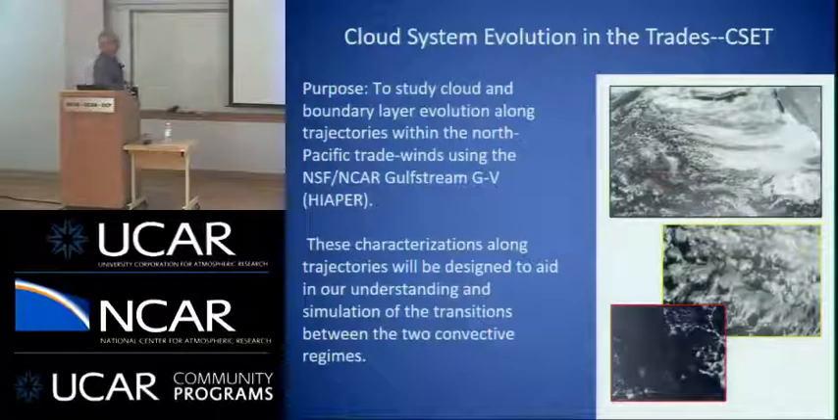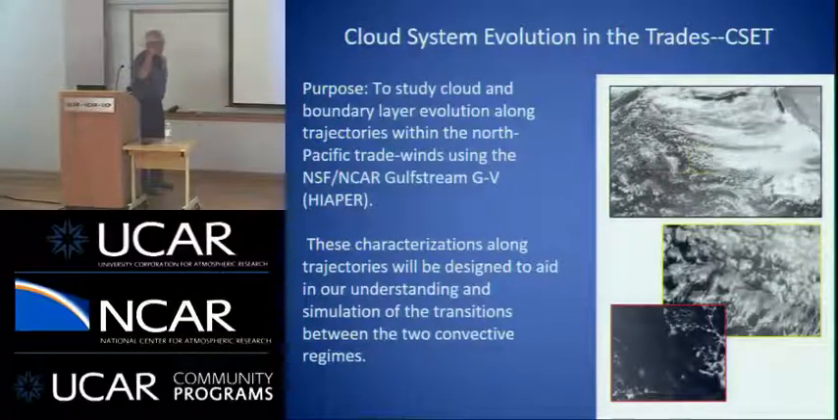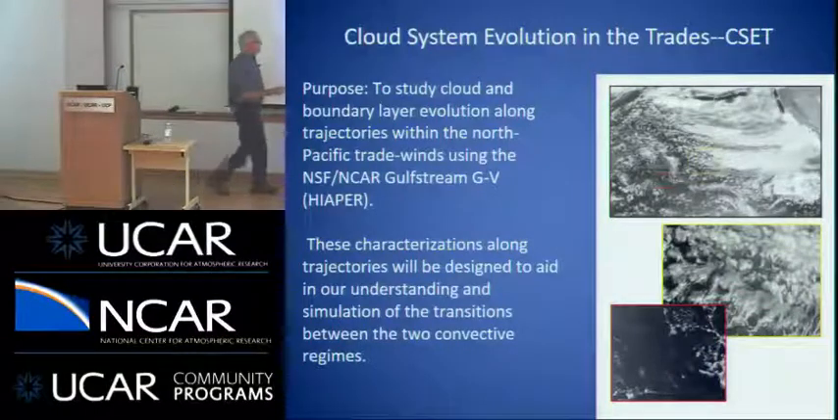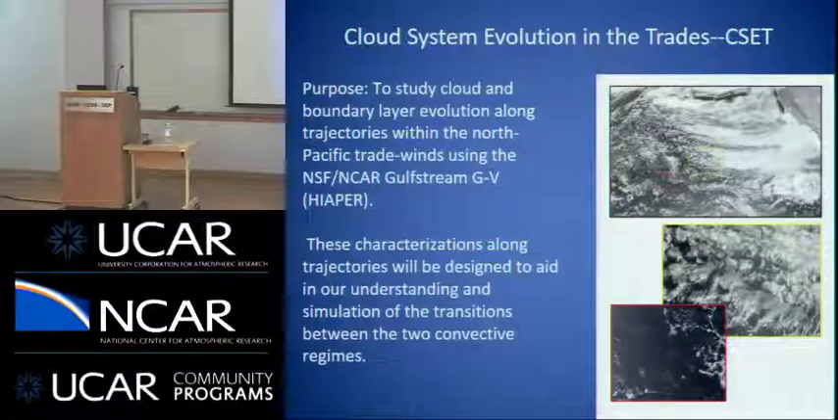So the purpose of this experiment was to study the evolution of the boundary layer along trajectories in the Pacific trade winds. This is something that people have thought about for a long time. If we look at a typical satellite image here, we see the trades are moving down in this direction, and we find these solid cloud layers giving way to more broken clouds, the mesoscale convection that's in those areas. There's a blow-up showing here.